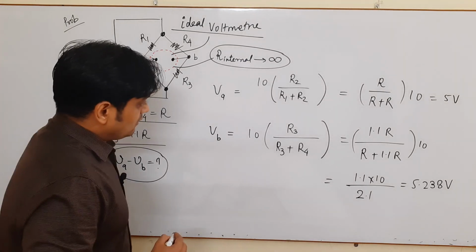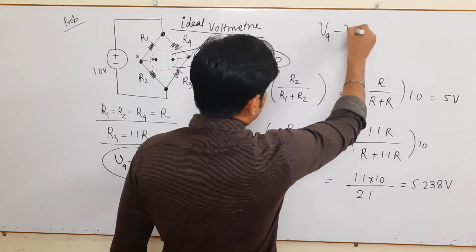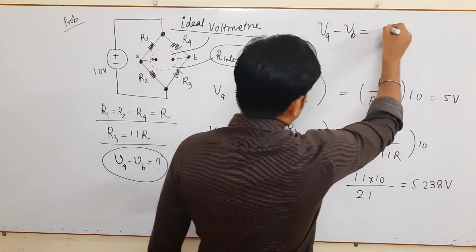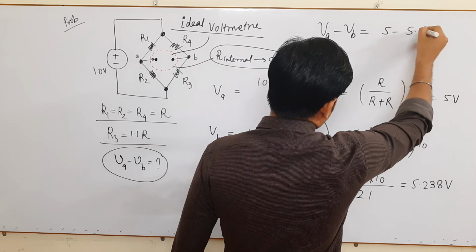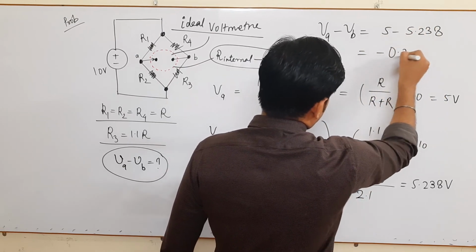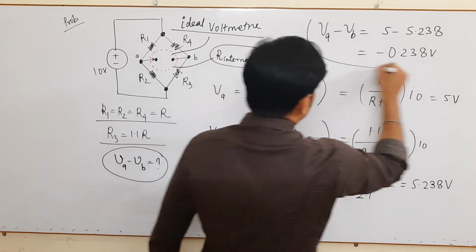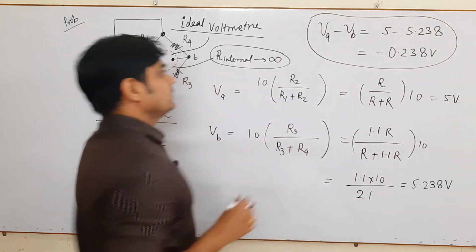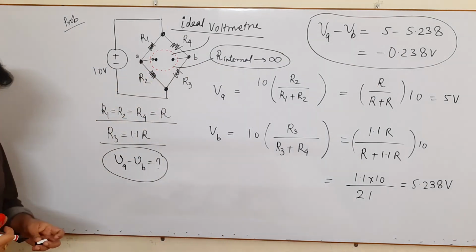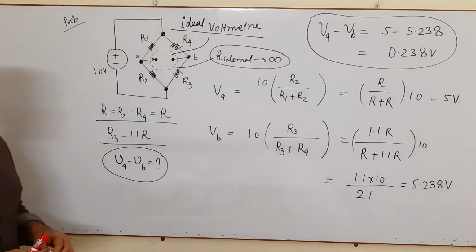So now what is VA minus VB? That comes to be 5 minus 5.238, which is minus 0.238 volt. This is the value of VA minus VB. Very important question. Just by repeating, try to get the concept.